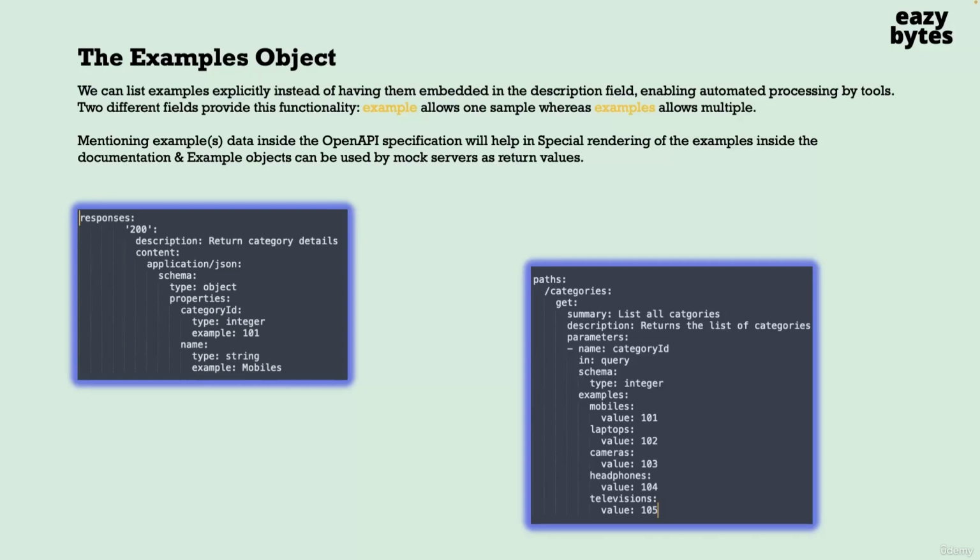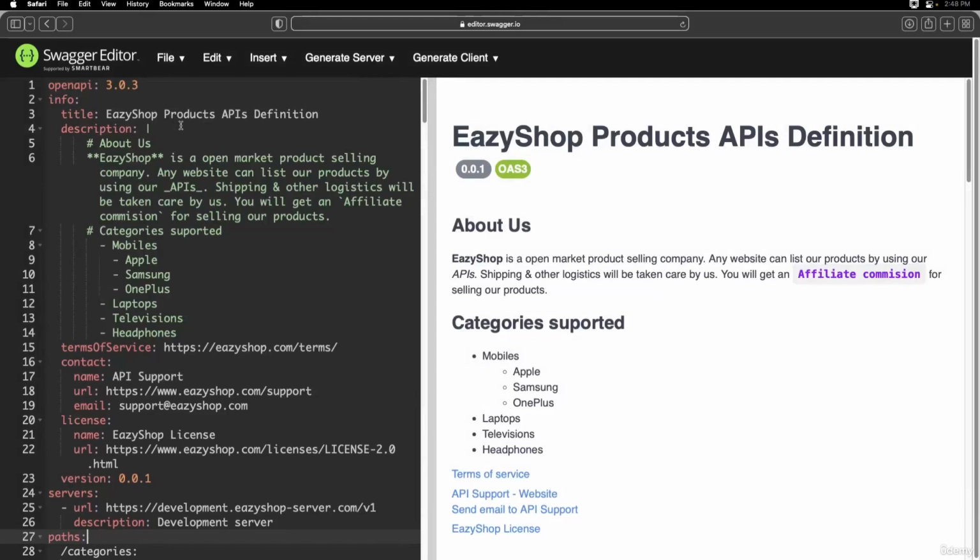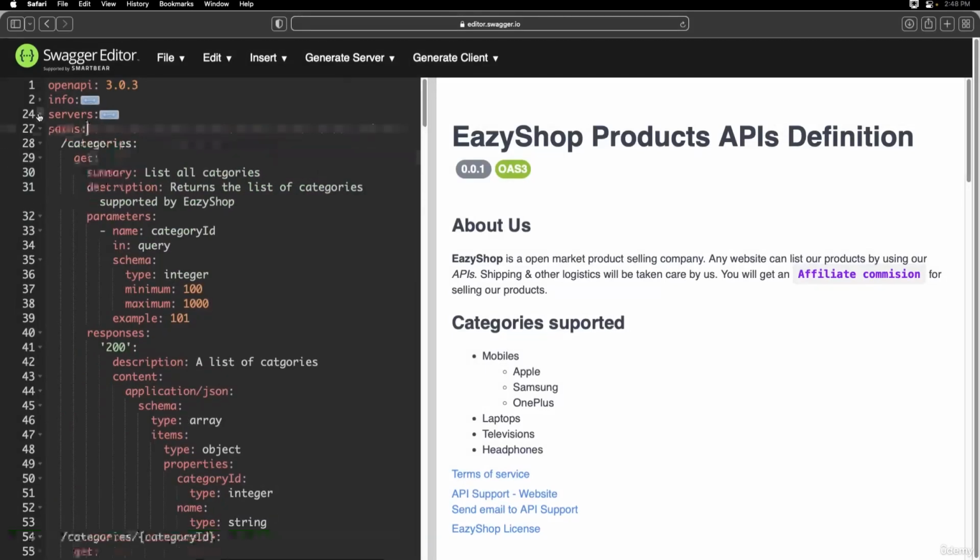So I know you may have some questions and some confusion here. Let's jump into our OpenAPI specification and implement these examples so that you are clear about what I'm talking about. So this is our OpenAPI specification as of now. Let me close this info object and servers object.